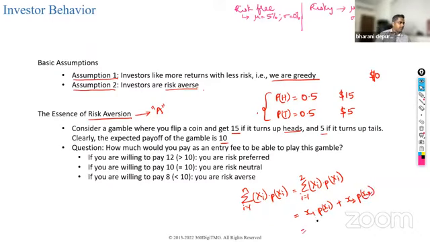X1 here is, sorry, $15. So you put 15 into probability, which is 0.5, plus X2 is $5 into probability, which is again 0.5. So 0.5 of 15 is 7.5. 0.5 of 5 is 2.5. So you get 10.